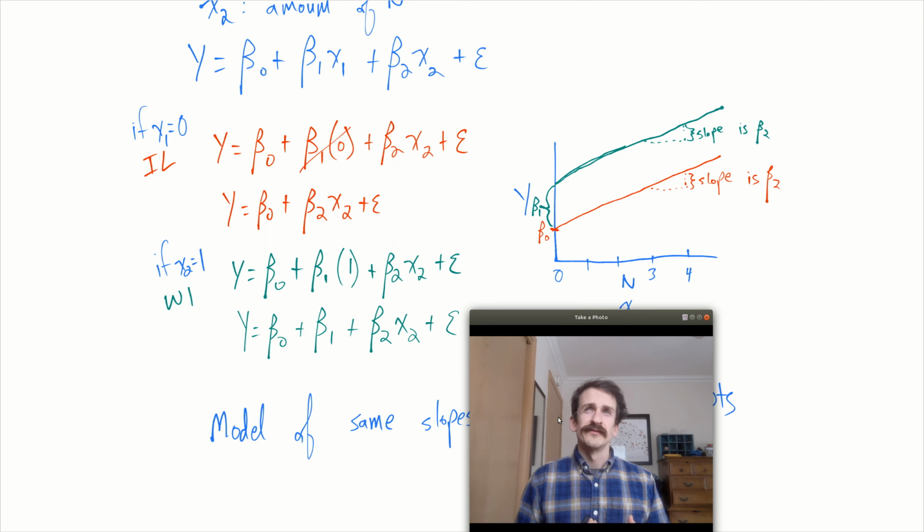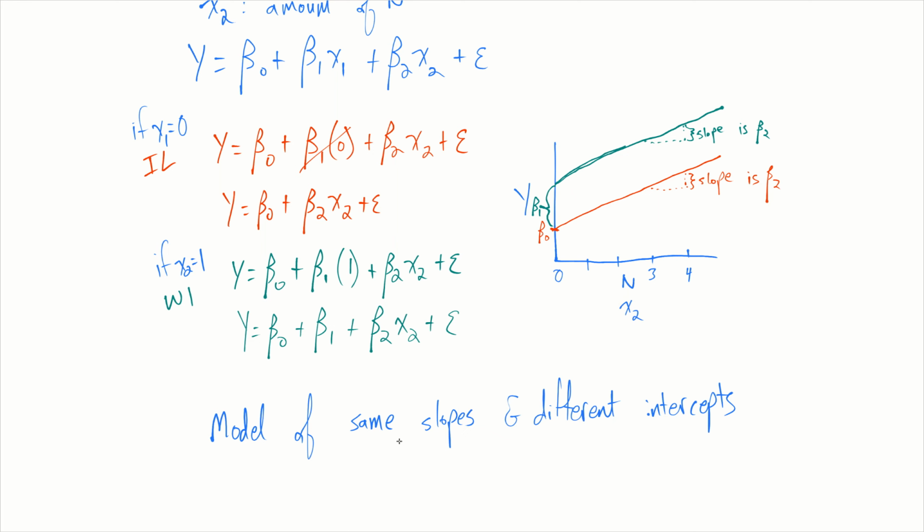Next, let's construct a model where not only are we going to allow the intercepts to vary by state, but we'll allow the slopes with respect to the amount of nitrogen added to vary as well. So what will this model look like? We're going to use the same explanatory variables as before, but our model's going to look like this.